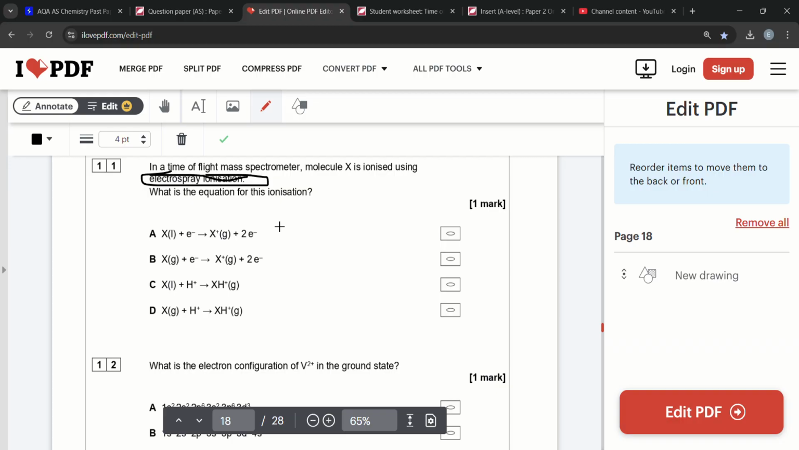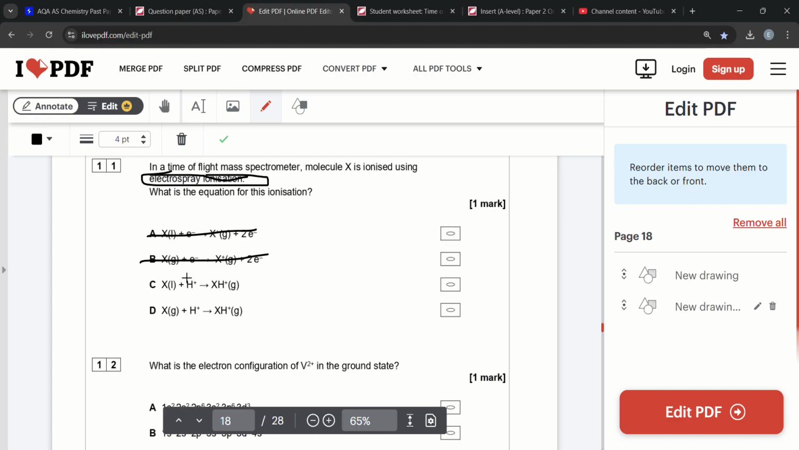Electrospray: the sample is dissolved and pushed through a nozzle at high pressure. A high voltage is applied to it, causing each particle to gain an H+ ion. So just by using that, I know each particle is gaining an H+ ion, so it can't be A and it can't be B because they're gaining electrons. It must be C or D.